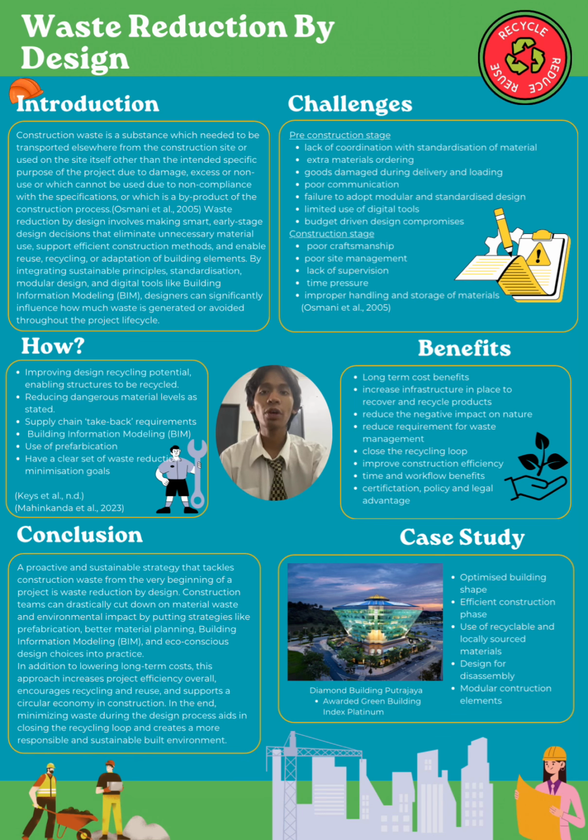So, we're moving on to a case study. Let's take a real-world example like the Diamond Building in Putrajaya, Malaysia. This building is a model of sustainable design and was awarded the Green Building Index Platinum rating. Here's how it achieved waste reduction by design. Firstly, the structure has an optimized shape, reducing material use and improving energy performance. The construction phase was managed efficiently, minimizing waste.